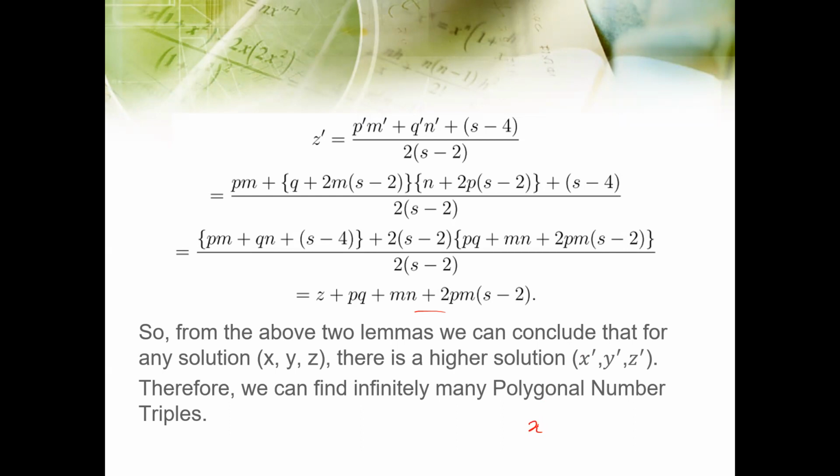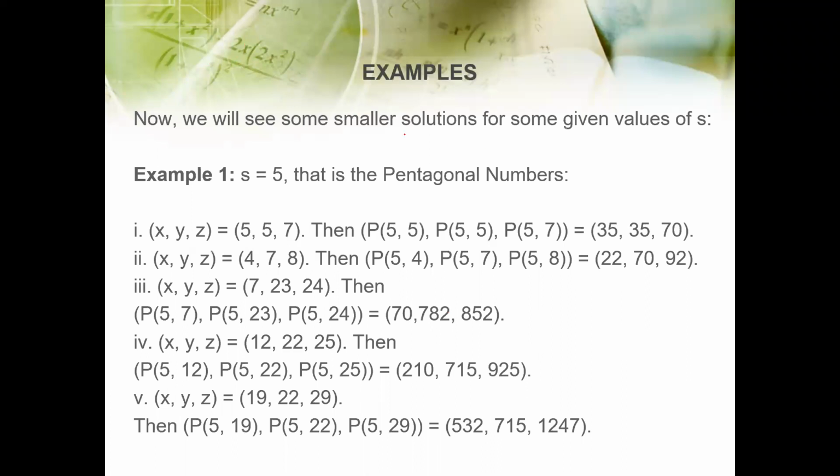So we have found some higher solutions, x dash, y dash, z dash, and so our plan was to show that there exists at least one solution. Then we have shown that from one solution we can generate some higher solution. So proceeding this way, we can generate infinitely many positive integer solutions. So that was our problem, and let us see some examples.